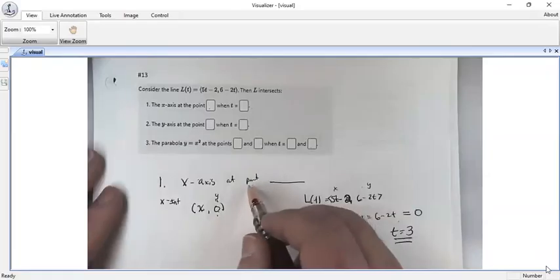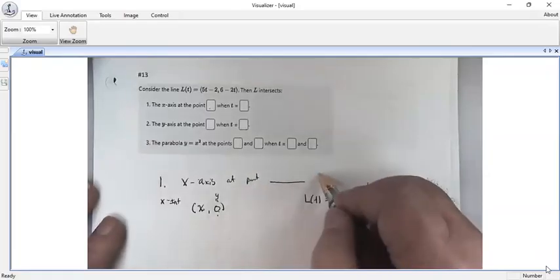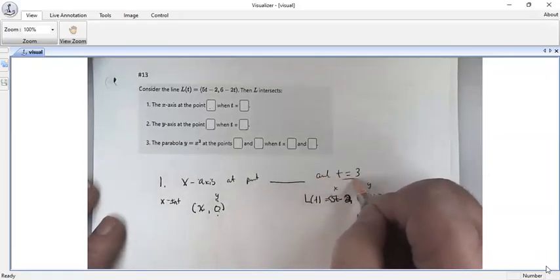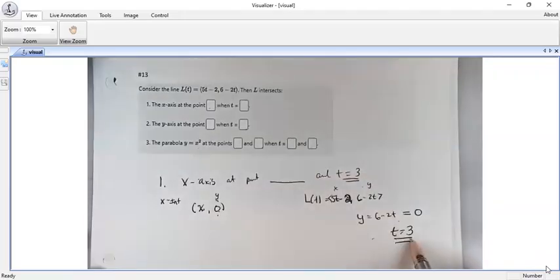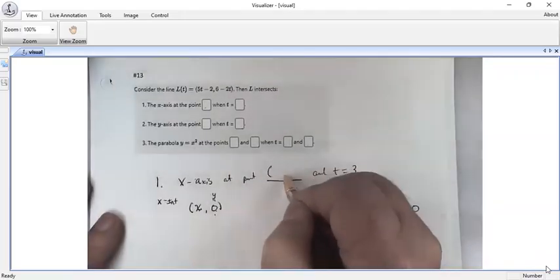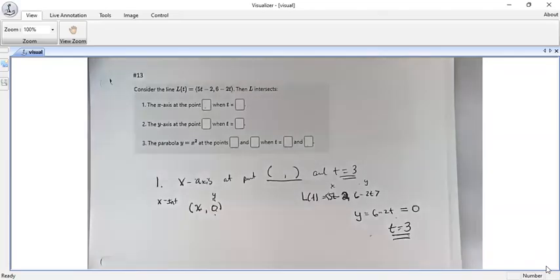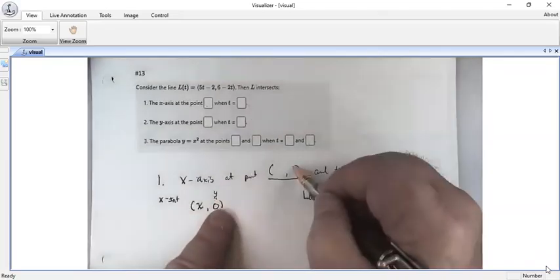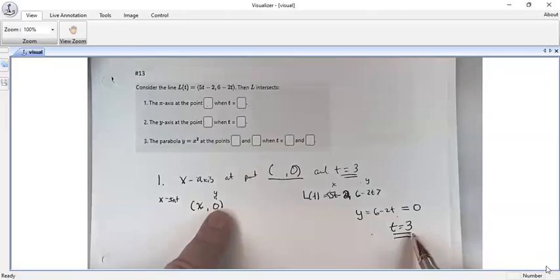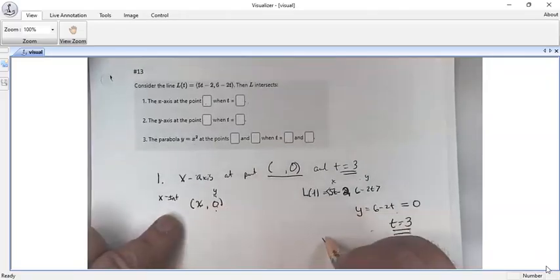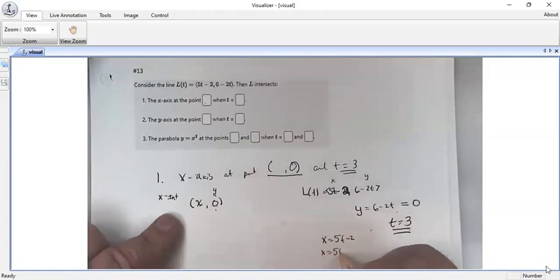So t is going to be equal to 3. That's where you hit. And so what would the point be? Where are you going to cross it at? Well, I know if you're crossing the x-axis, y equals 0. How do I figure out the x-coordinate? Now here comes the x-coordinate is 5t minus 2. We know the time now, so 5 times 3 minus 2. 15 minus 2 is 13. X is 13.